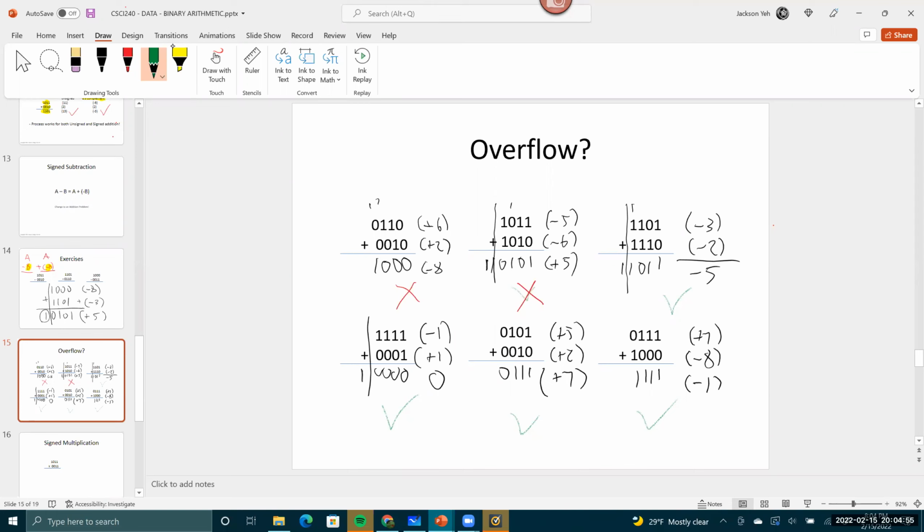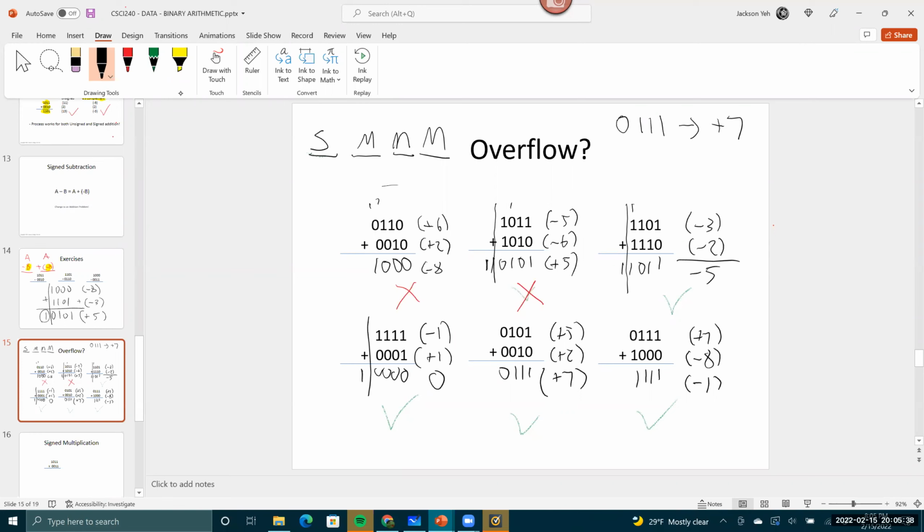The problem is that when you use 2's complement with 4 bits, the first bit is used for the sign, and the remaining bits are your magnitude bits. So we have 4 bits. The leftmost bit is your sign bit. The remaining bits are your magnitude. So the largest positive number that you can store is 0, 1, 1, 1, right? And this corresponds to positive 7.